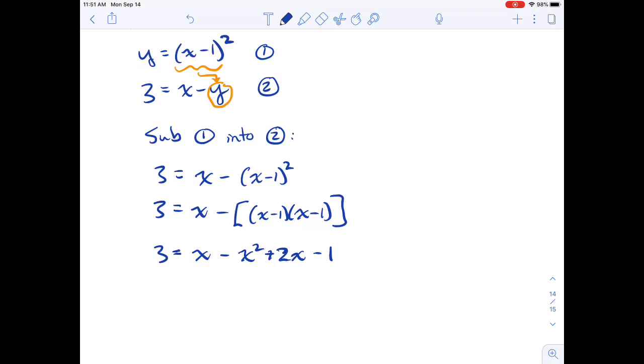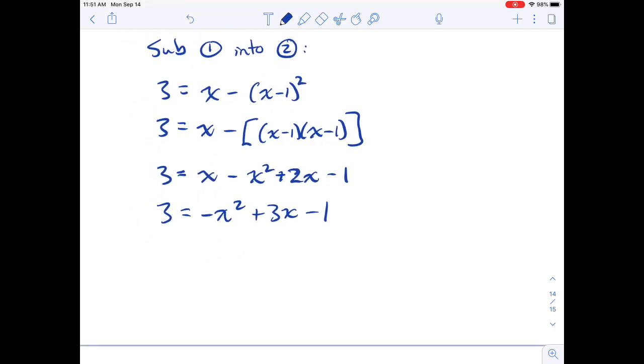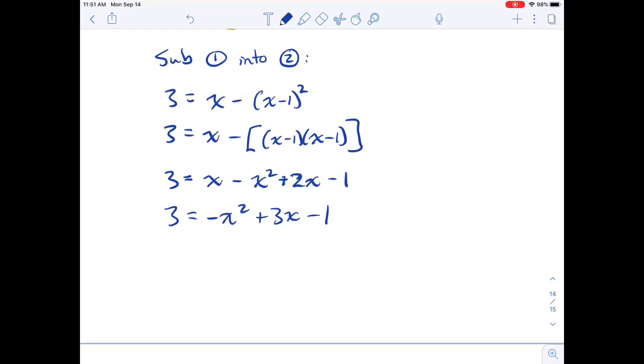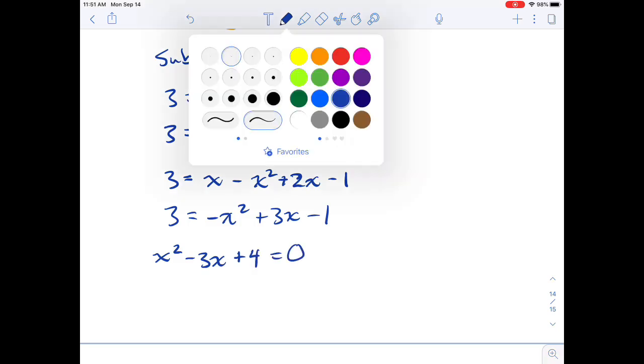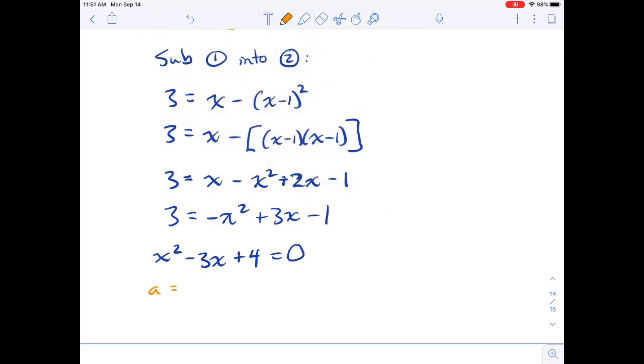Now we can do a little bit of combining and rearranging. So negative x squared plus 3x minus 1. And now I'm going to move everything from the right side over to the left side. And then when I combine those two constant terms, I'll have positive 4. So what does that mean? Well, we want to put this into the discriminant.